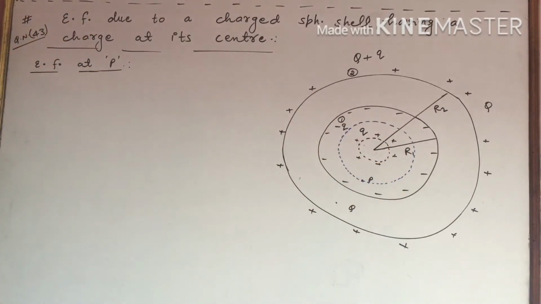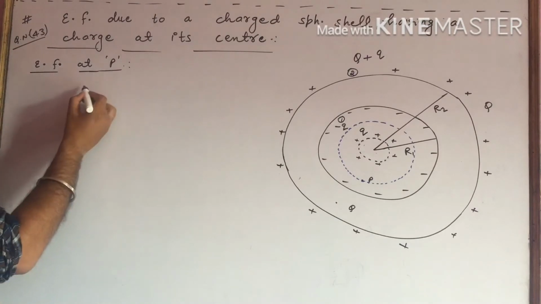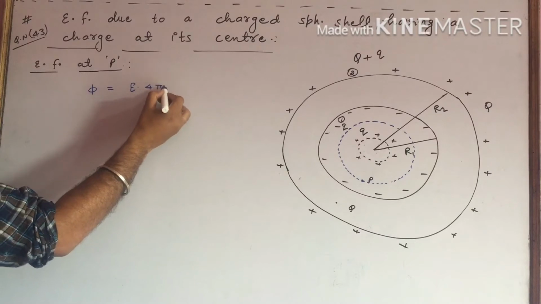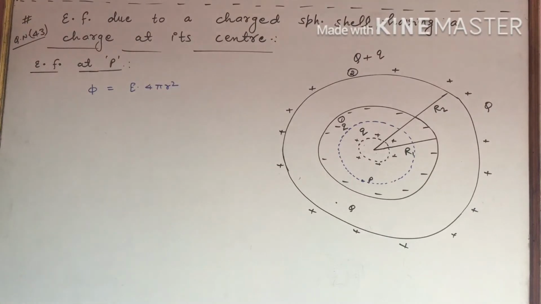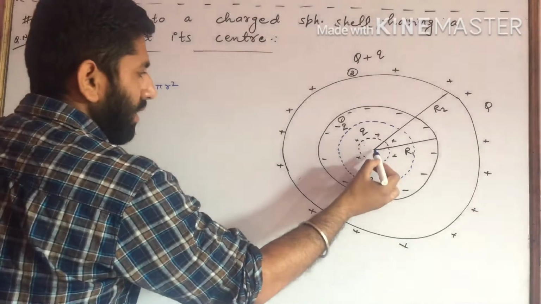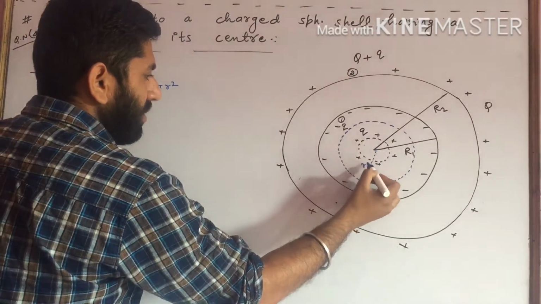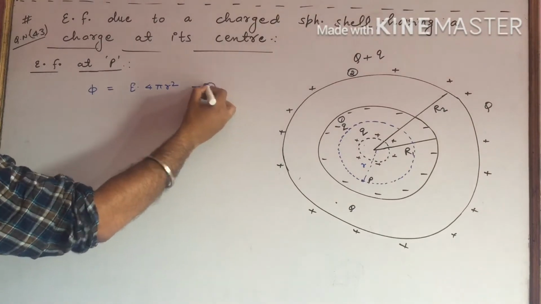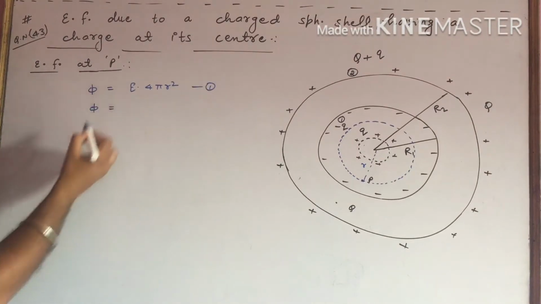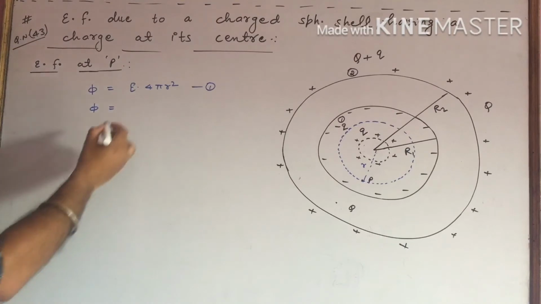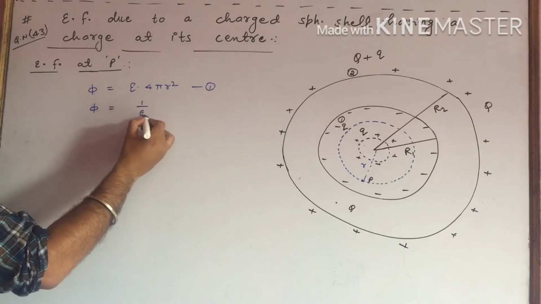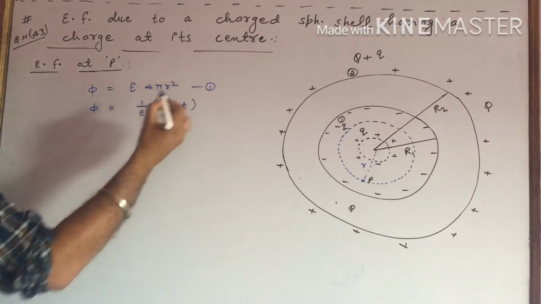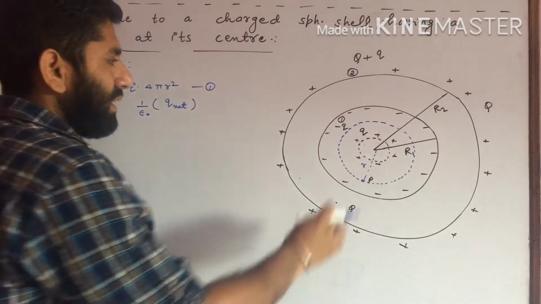Now as we know, we have to find out the flux. So flux by definition in case of spherical symmetry comes out to be E into 4 pi r square, where r is the radius of the Gaussian surface. And then we find out the flux using Gauss law. So Gauss law states that the flux passing through a Gaussian surface is 1 upon epsilon naught times the net charge enclosed.